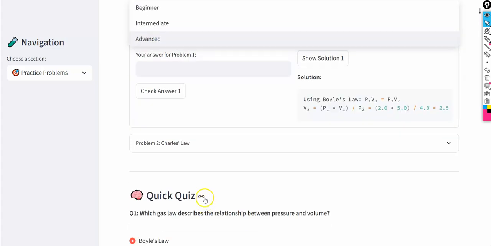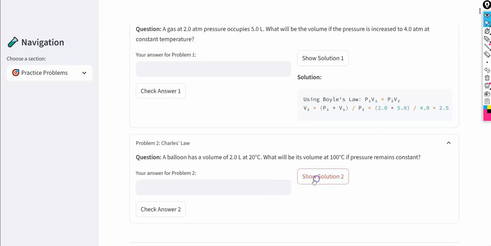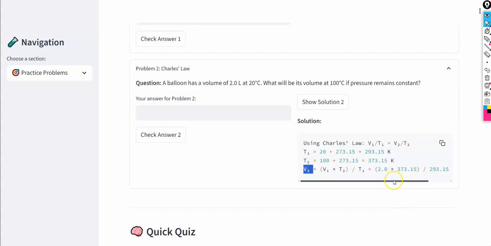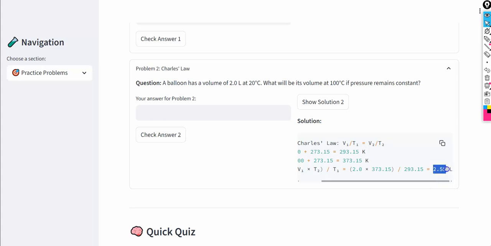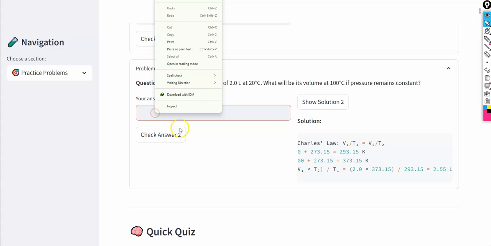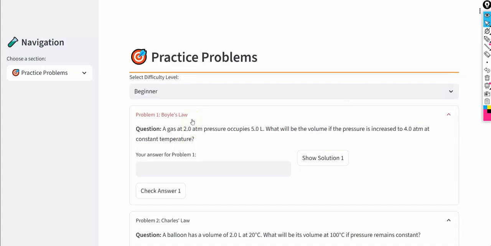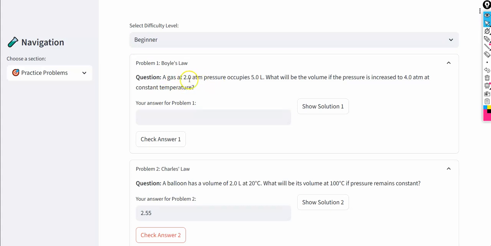Similarly, here Charles's law. A balloon has a volume of 2 liters at 20 degree centigrade. What will be the volume at 100 degree centigrade if pressure remains constant? You have to use V1 by T1 is equal to V2 by T2. From there you can easily calculate V2. Now here is the answer, 2.55. If you plug that value here and check the answer, you will get 2.55 liter. So if you have the answer, you can put that in and check it.